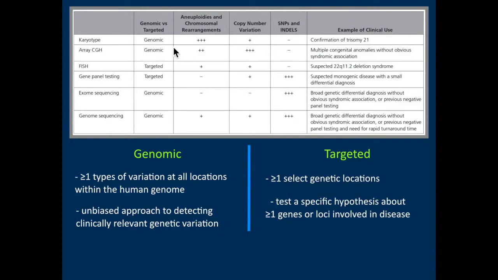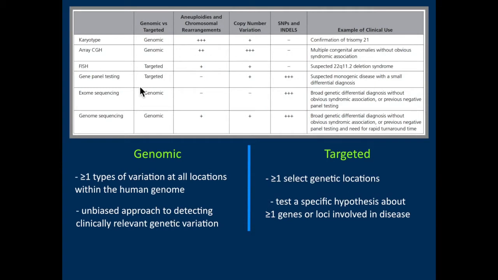So if we look at our genomic testing, that would be a karyotype, which is helpful for aneuploidies and large rearrangements, or a genome-wide array, here comparative genomic hybridization, which is going to give us, of course, information about gross numerical abnormalities, but also copy number variation across the genome. What these two do not help us with particularly are single nucleotide polymorphisms, as well as insertions and deletions that do not result in a net loss or gain of DNA.